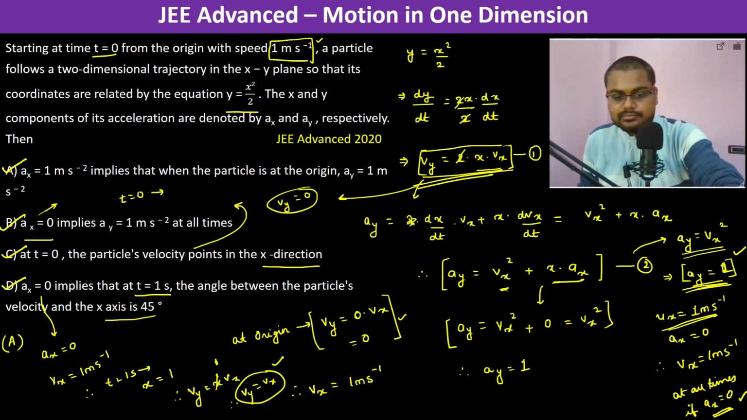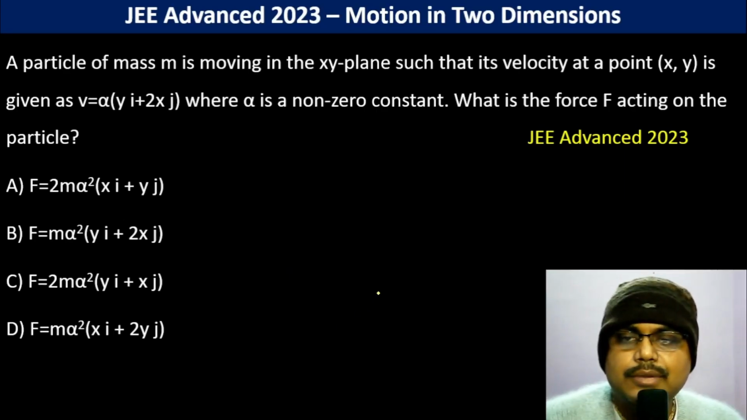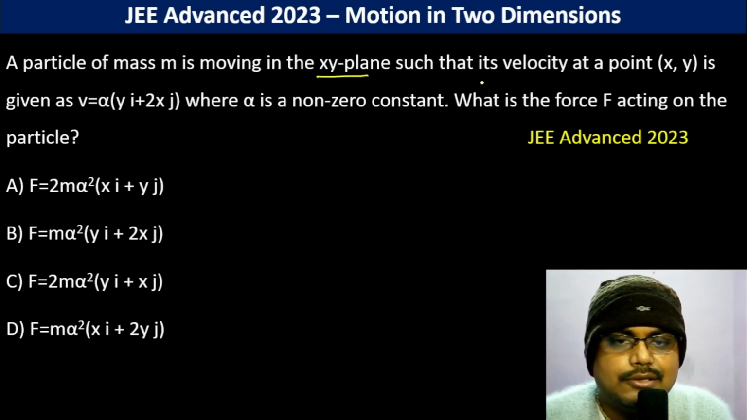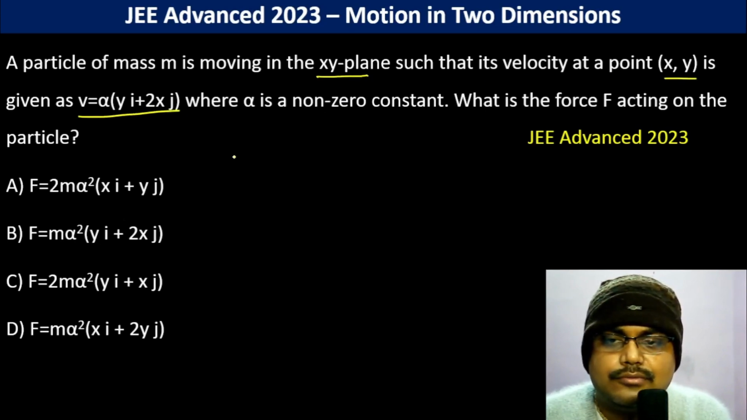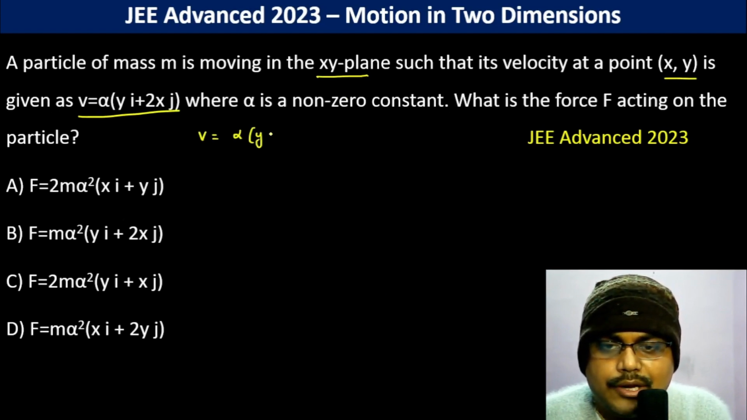A particle of mass m is moving in the xy plane such that its velocity at a point (x, y) is given as v is equal to alpha y i cap plus 2x j cap.